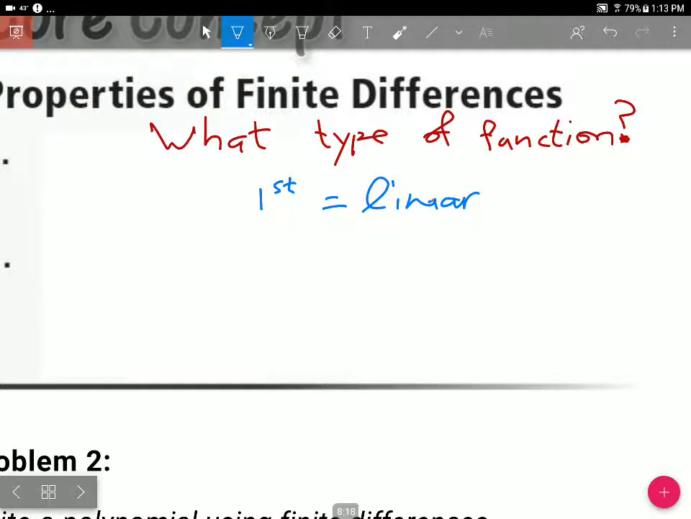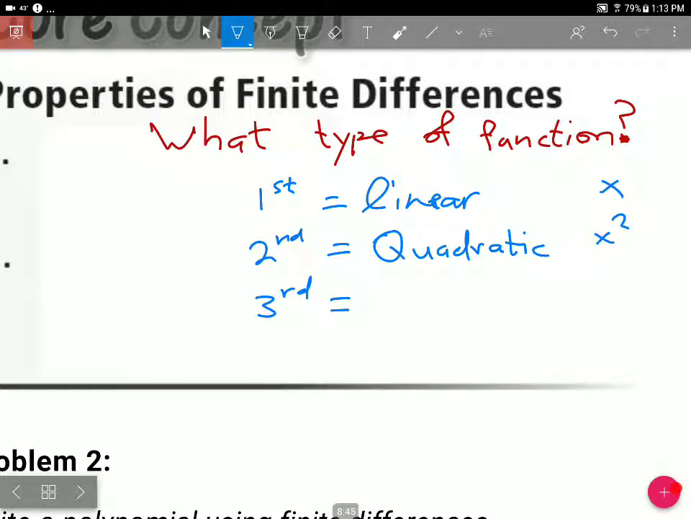And I'll tell you what I mean by first difference in a minute. If the second difference is the same, it's a quadratic equation that those points make. If I take my differences and I find the third difference is the same, anyone want to guess what type that is? Huh? It's not an absolute value. It's cubic. Linear has an x, quadratic has an x squared. This would be an x cubed.